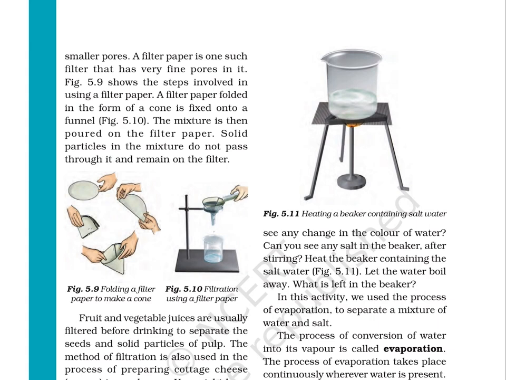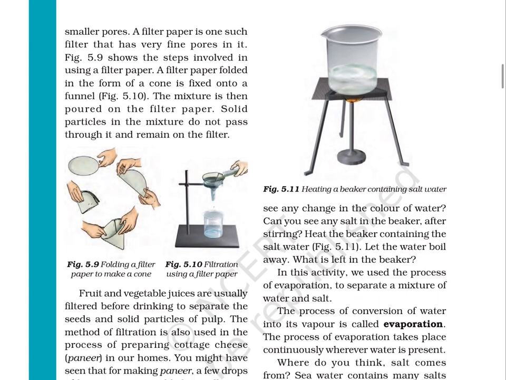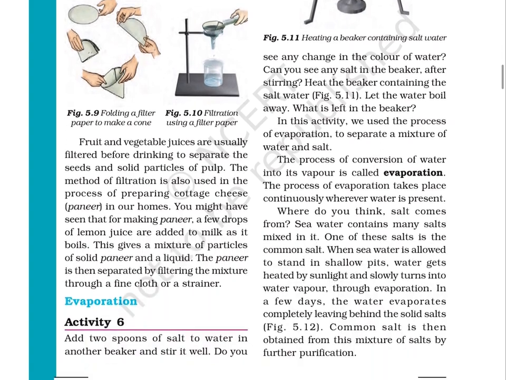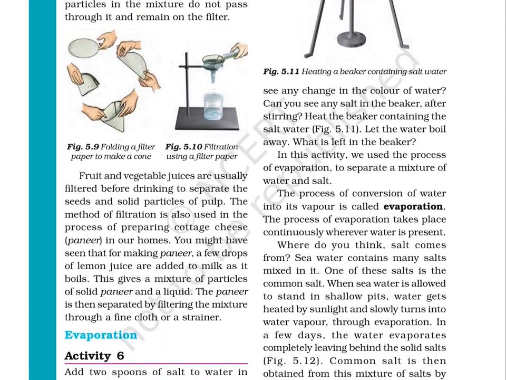A filter paper folded in the form of a cone is fixed onto a funnel. Figure 5.10. The mixture is then poured on the filter paper. Solid particles in the mixture do not pass through it and remain on the filter. Figure 5.9 shows folding a filter paper to make a cone. Figure 5.10 shows filtration process using a filter paper.